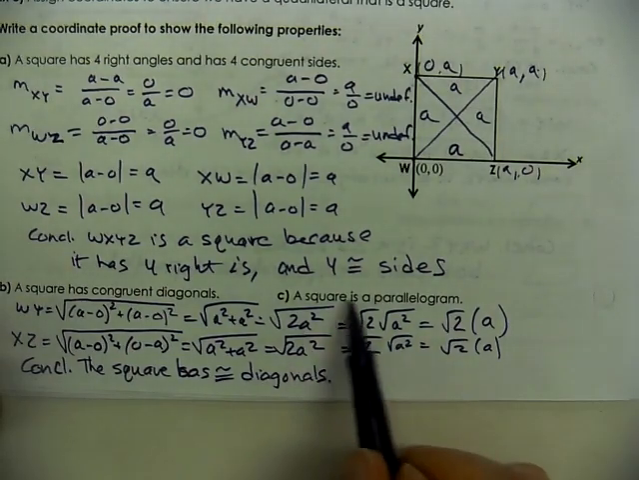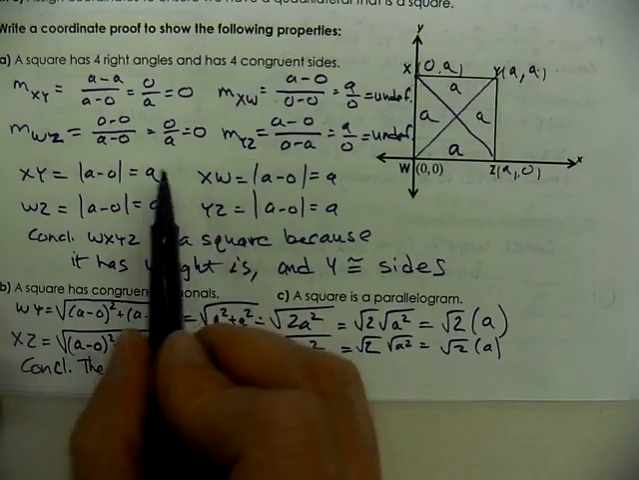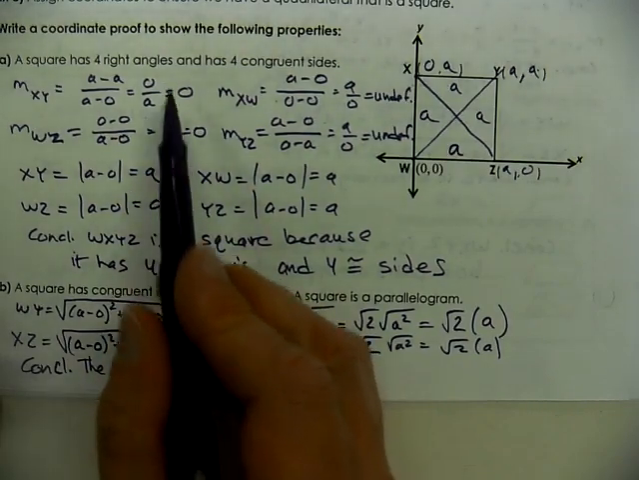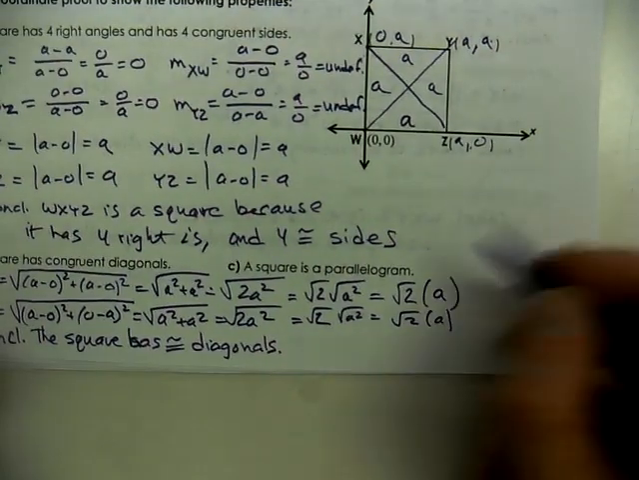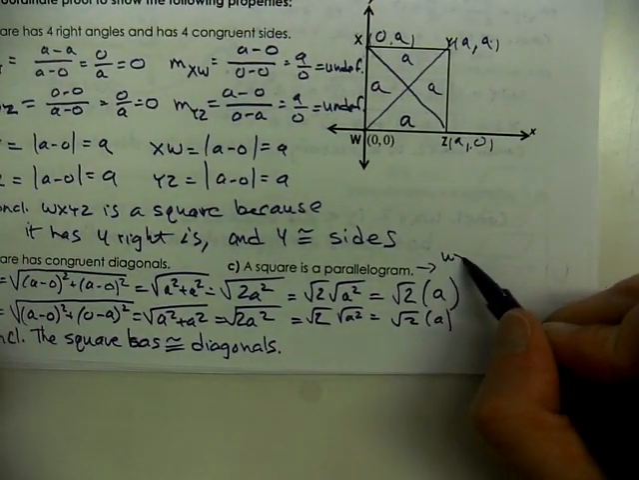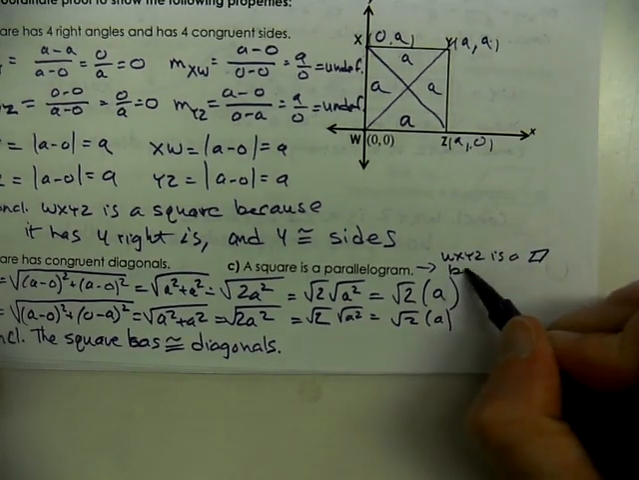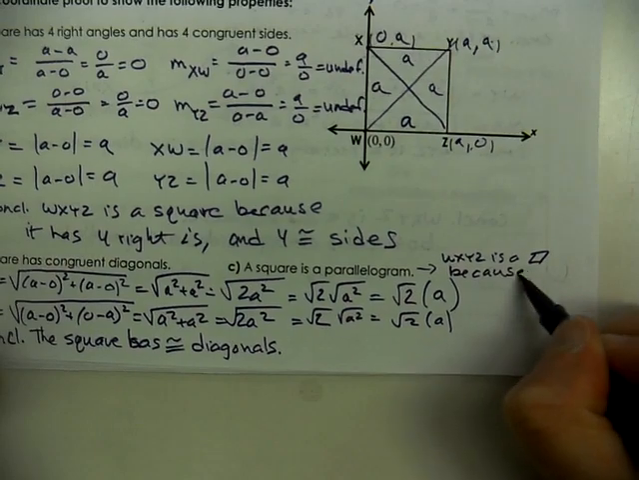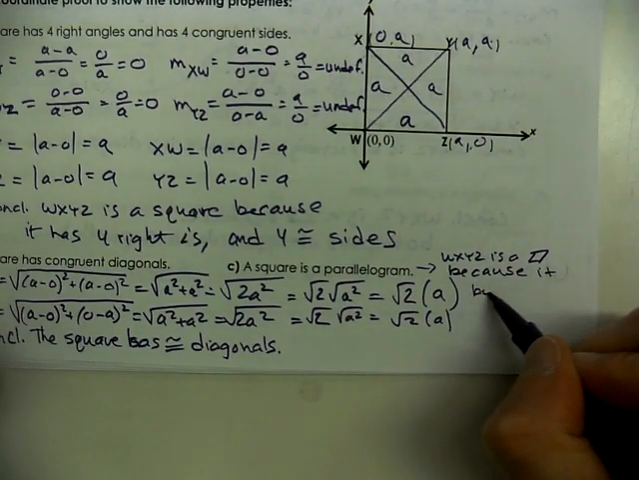And then, is a square a parallelogram? Yes, it is. We would look at the slopes, and we already calculated that, so we don't have to do that again. You can see both pairs of opposite sides are parallel. So to finish that up, I'll squeeze that over here in the margin. And I'll write WXYZ is a parallelogram. Same as what we saw before, because both pairs of opposite sides are parallel.